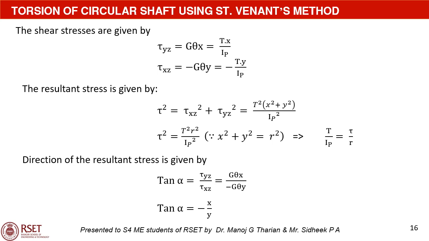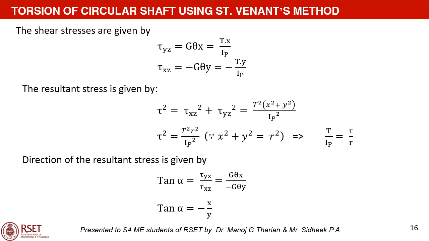x square plus y square is equal to R square, where R is the distance from the origin, that is the intersection of x and y axis, to the point P. In the case of the circular section, R represents the radius vector at point P. Thus we get tau square is equal to T square into R square divided by IP square, or T by IP is equal to tau divided by R, which is equivalent to the formula T by J is equal to tau by R, which we have studied in the third semester.